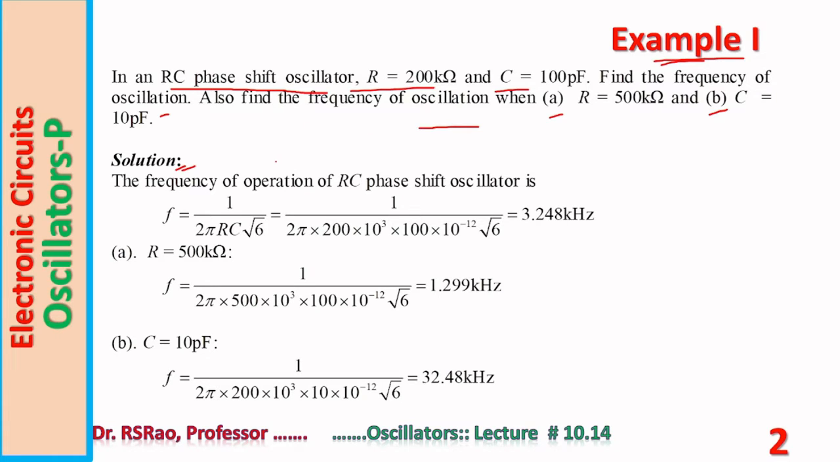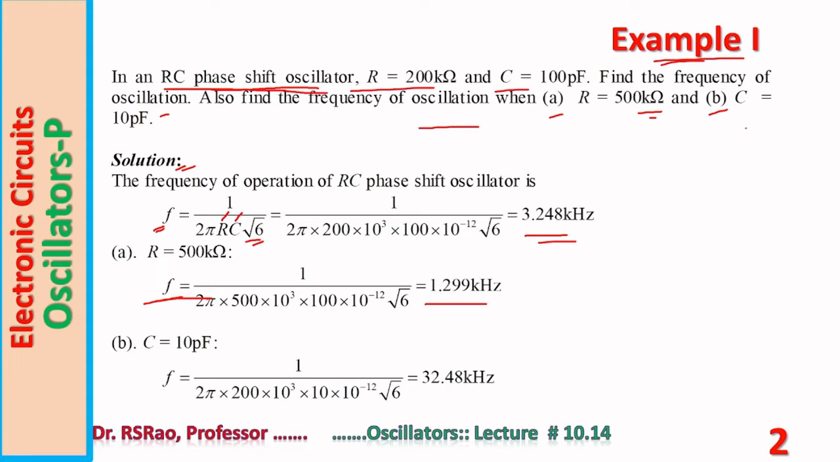Solution. The given oscillator is an RC phase shift oscillator. For this, frequency is 1 by 2 pi RC root 6. R is given, C is given. Substituting the given values of R and C, one can determine F. It turns out to be 3.248 kHz. When R is changed to 500 kilo ohms, using the same formula, one can find the frequency as 1.299 kHz.